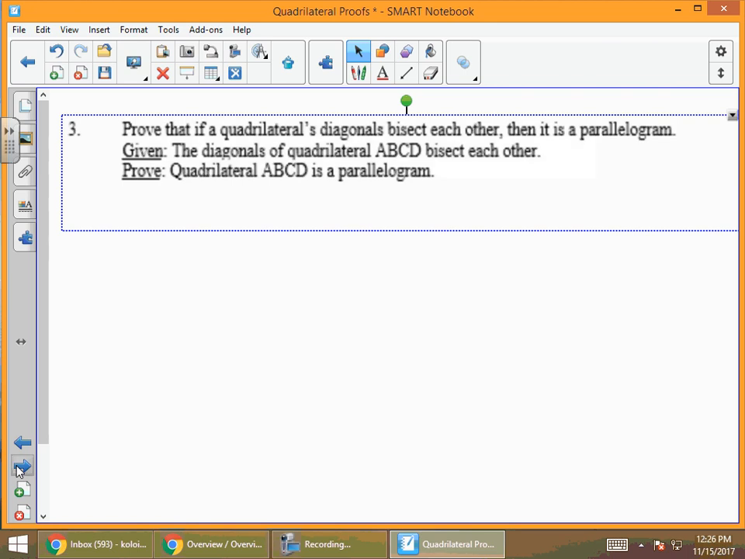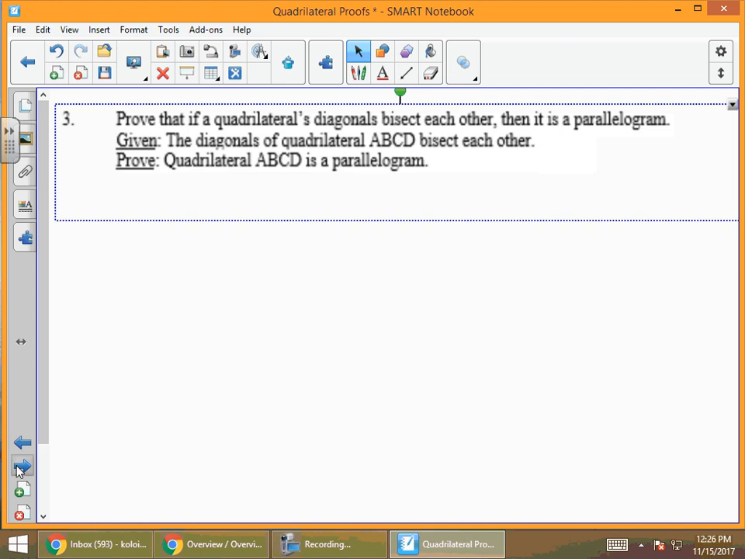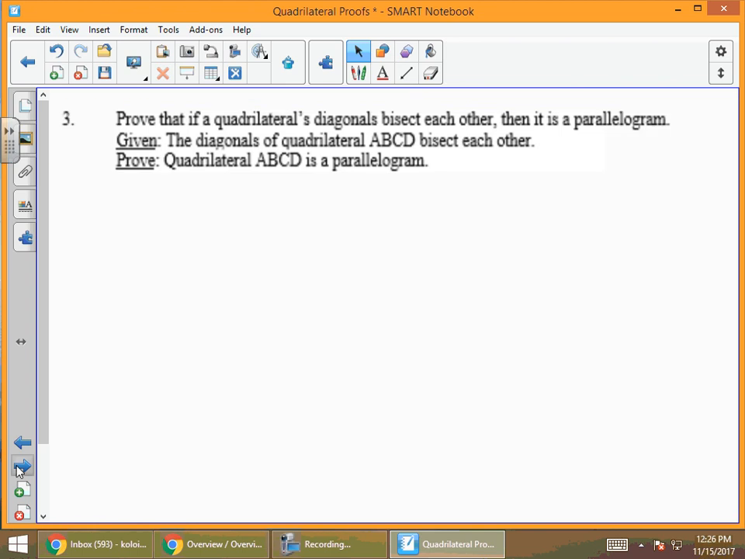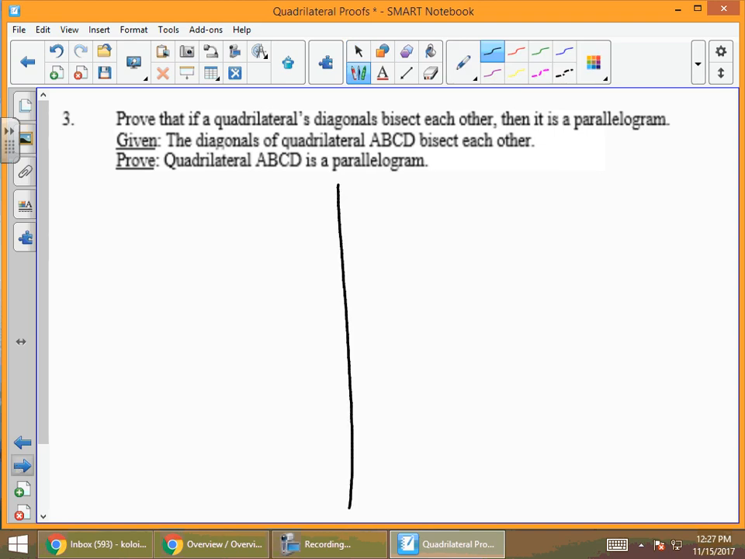Now what we're going to be doing is we're going to be given a converse of what we just proved. We're going to be told that the diagonals of a quadrilateral bisect each other. And then we have to prove it's a parallelogram. We're going backwards. So the steps are really similar, but slightly different. You know the first step, make your two columns. Statements. Reasons.